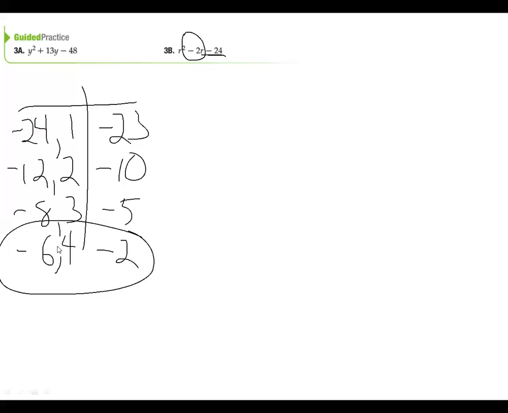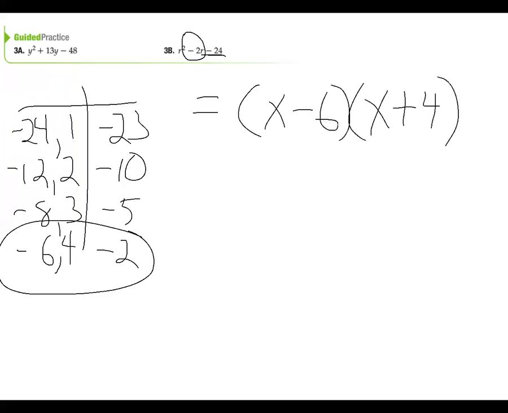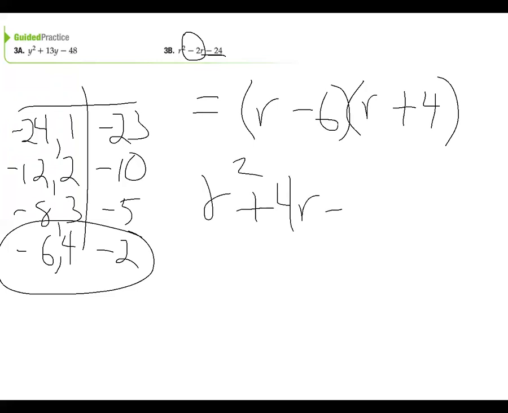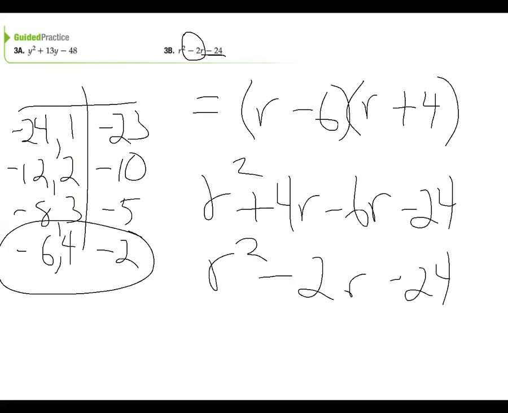So also, it's not enough to just stop here. You have to actually write the factored form as (r - 6)(r + 4). Okay? And again, if you FOIL this out, actually those were r's. Let me change them to r's. Don't want to get any confusion there. You FOIL it out, you would get r squared + 4r - 6r - 24. And that would give you r squared - 2r - 24. Okay.